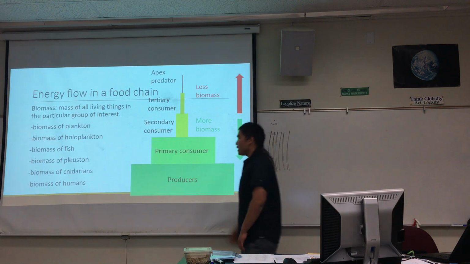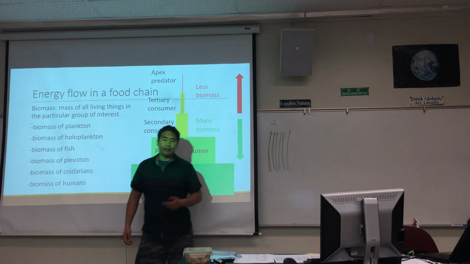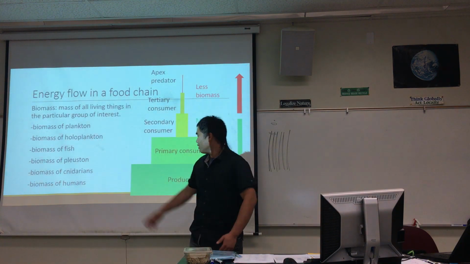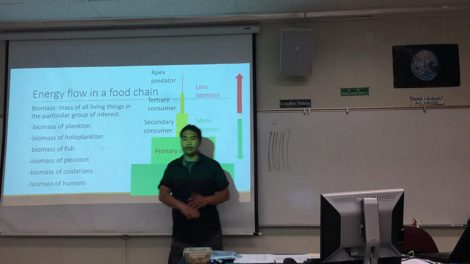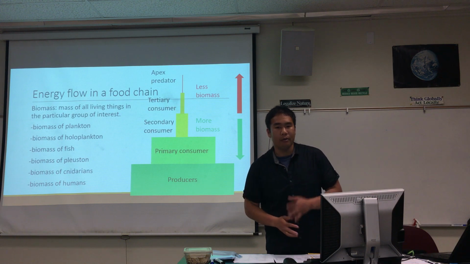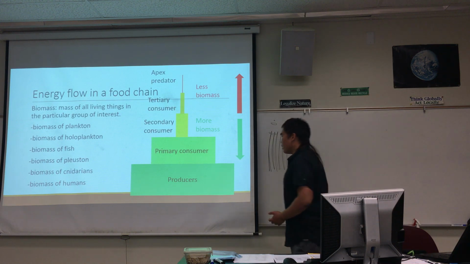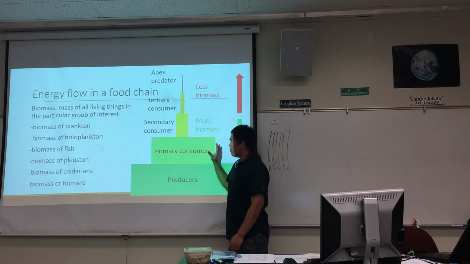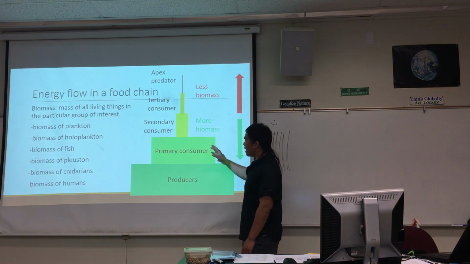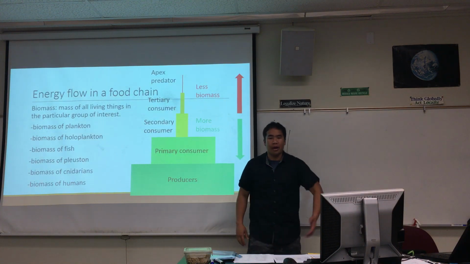Okay, and here I have some examples of different groups that we can use, right? If you want to know the biomass of plankton, the biomass of holoplankton, all the way down, biomass of humans, right? You want to talk about a certain group of organisms, weigh them all, you get the biomass. Okay, so that's what biomass means, and in general, the biomass of all the primary consumers combined is greater than the biomass of all the secondary consumers combined.